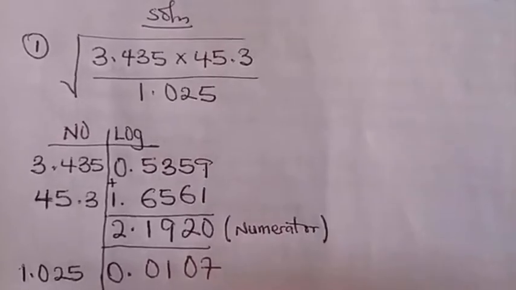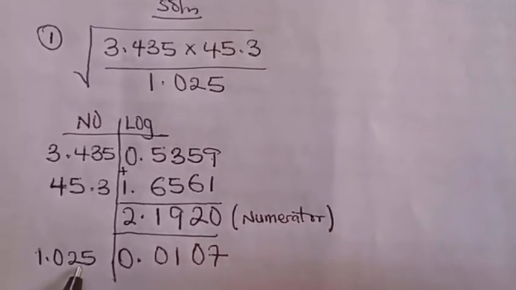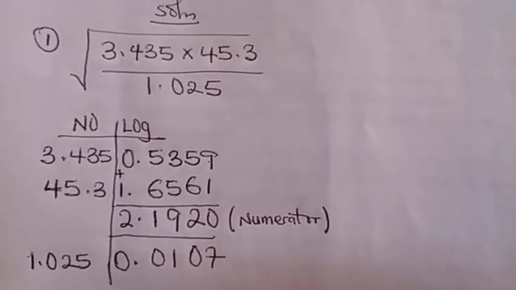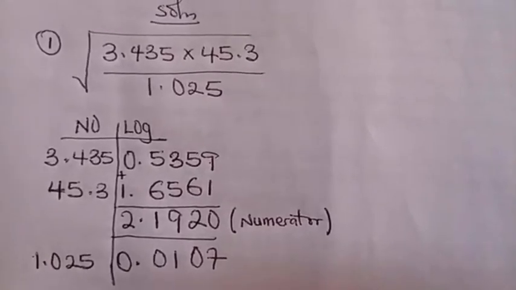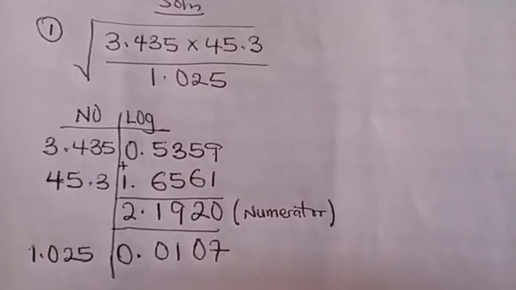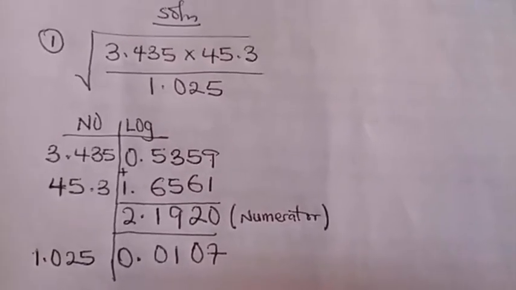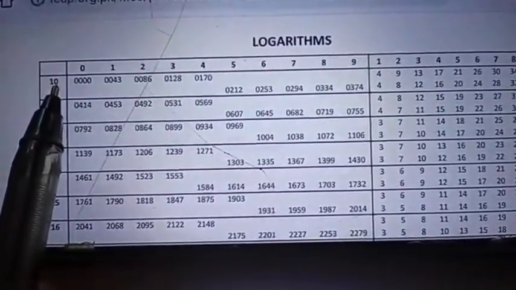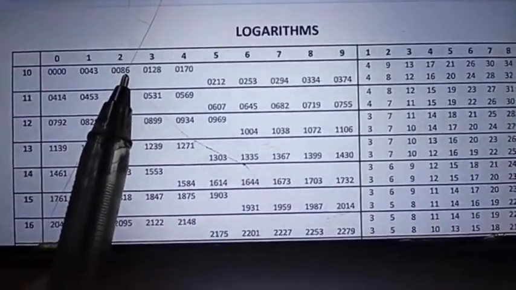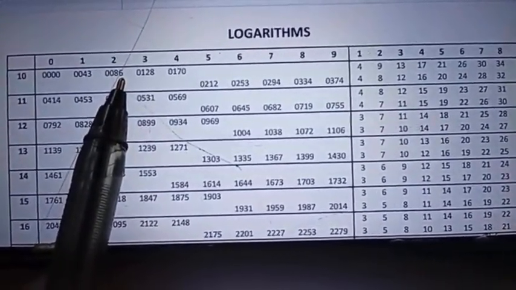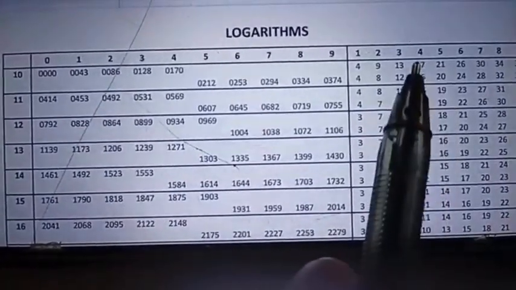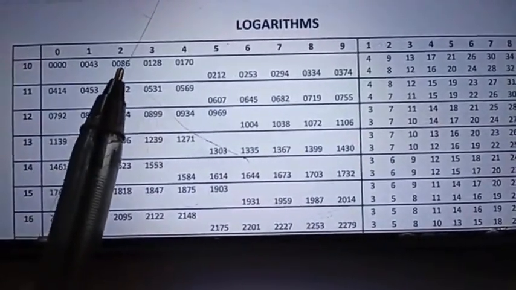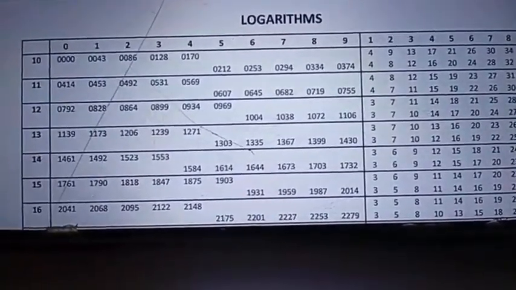Reason, when you check for 10 under 2, you are going to have 0086. 0086 with a difference of 5 gives us 21. So when you add 21 to 0086, you are going to have 0107. Here it is: 10 under 2, you have 0086, then difference of 5, you have 21. When you add this 21 to 0086, you now have 0107.